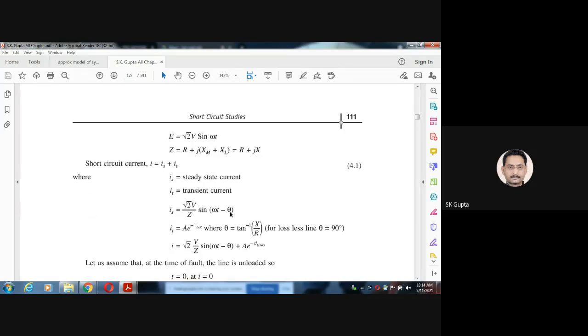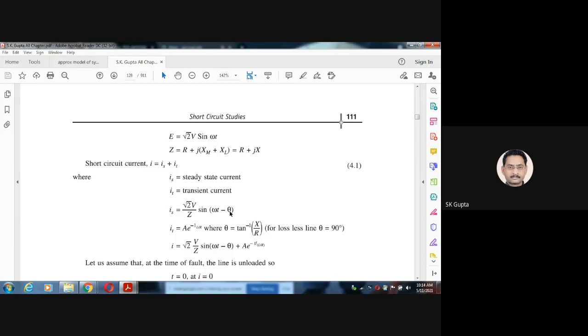So this theta is this value. Is this clear or not? This is the steady state current, meaning if we don't consider the transient, finally the net current after the disturbance, after any change, will be this. Is this point clear up to here? This equation is clear or not? Yes, sir. So this is the steady state current.